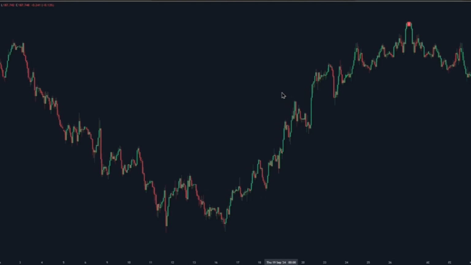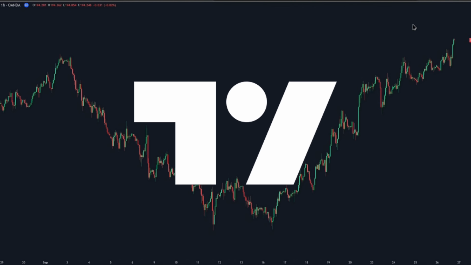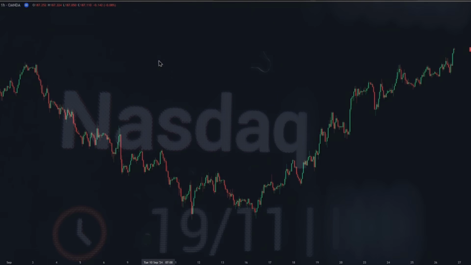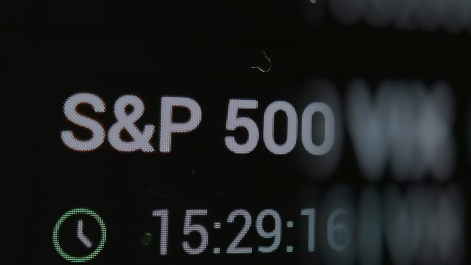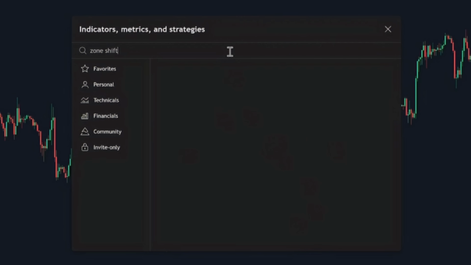Let's get into it. Now, to get started with this indicator, you first of all want to go to TradingView, the trading platform that I'm going to be using. If you need to sign up, there's a link in the video description for you to do that. Next, you want to load any chart you'd like and then click on Indicators, then type in Zone Shift. It's going to be this one right here by Chart Prime.